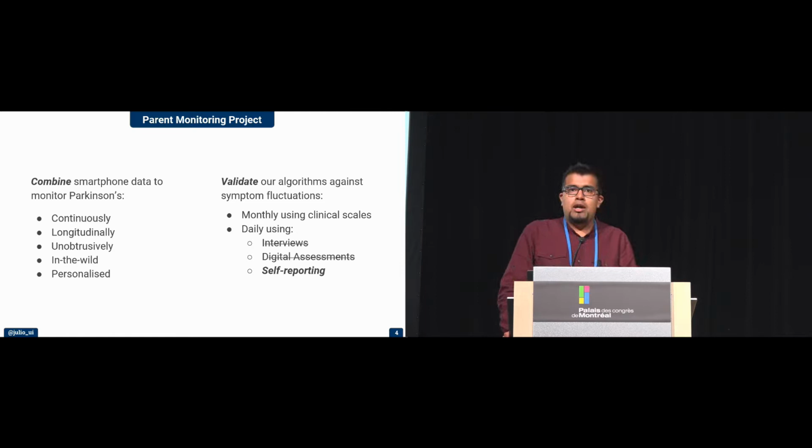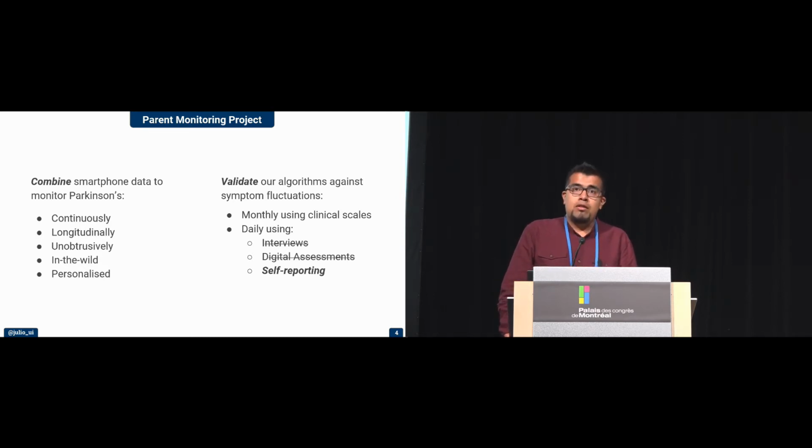And that's why we are developing this Parkinson's monitoring project in Manchester. So the work that I'm presenting today comes from this umbrella project that is aiming to monitor Parkinson's disease by combining different data sources from a smartphone and to monitor Parkinson's 24/7 for a year without disrupting people's routines while they carry out their normal lives and by being personalized to their symptoms.